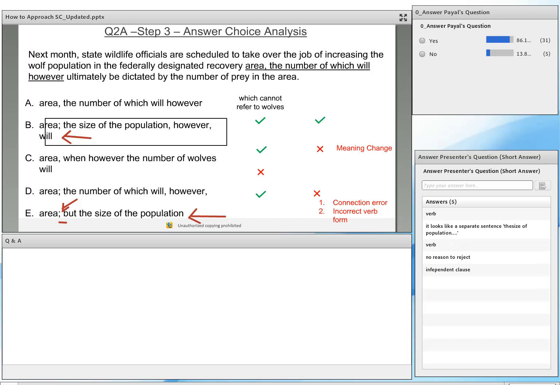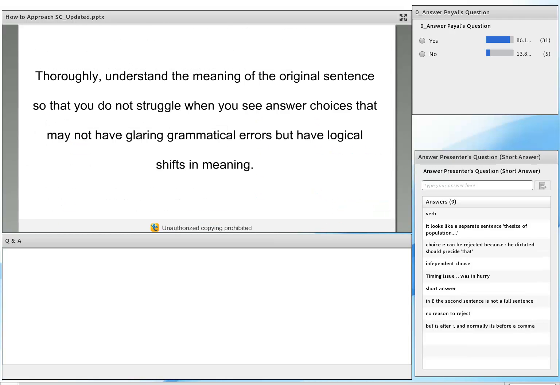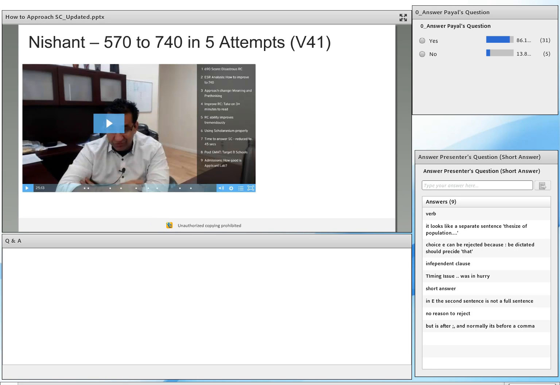So that's why it's very important whenever you're solving an SC question, you need to absolutely make sure that you reject each and every incorrect answer choice before you mark the correct choice. All right. So again, you need to thoroughly understand the meaning of the original sentence so that you do not struggle when you see answer choices that may not have glaring grammatical errors but have logical shifts. That's what we saw in this sentence.